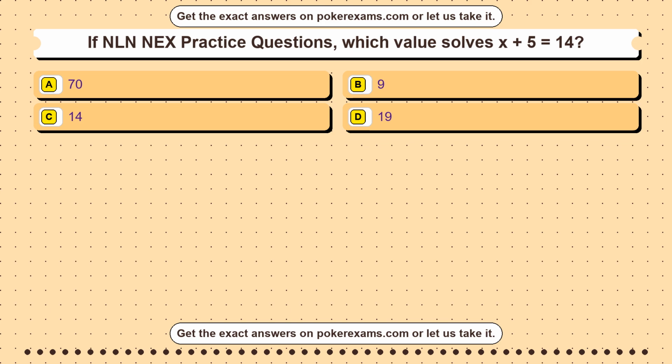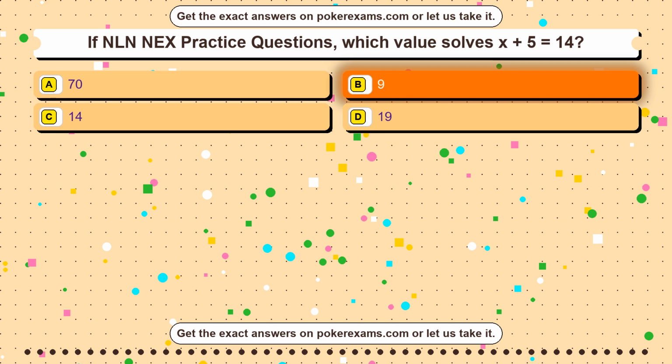Question 40. If NLN NEX Practice Questions, which value solves x plus 5 equals 14? Option A 70. Option B 9. Option C 14. Option D 19. The correct answer is option B, 9.